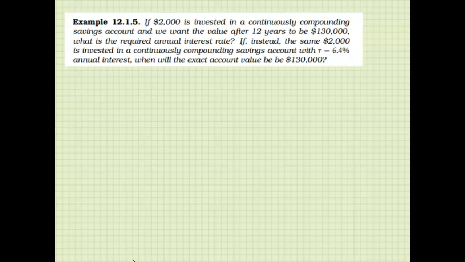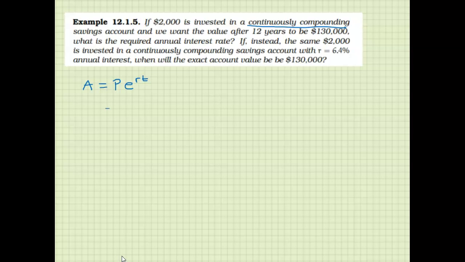First of all, it's continuously compounded. That means the equation we start with is A equals P e to the RT. A is the amount of money in the account at time T. P, the principal, is the initial money that you put in the account. R is the interest rate in decimal form. T is the time in years. E is that 2.71 number in your calculator. So let's do the first part.